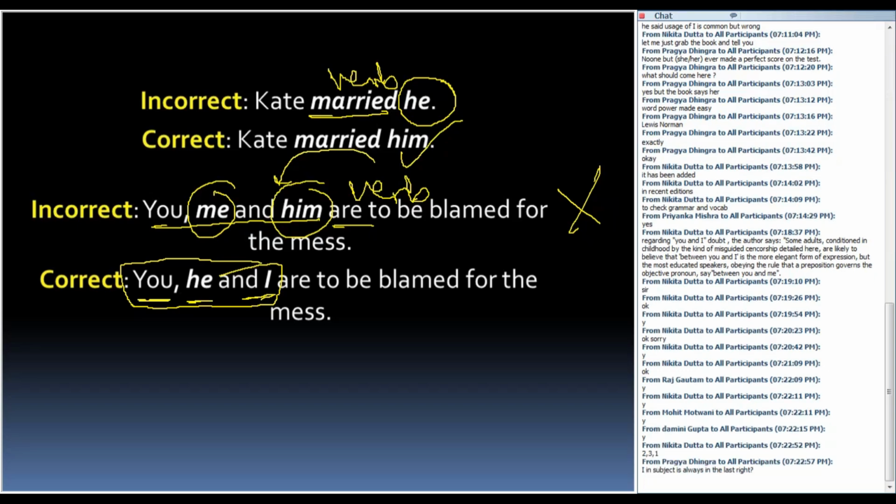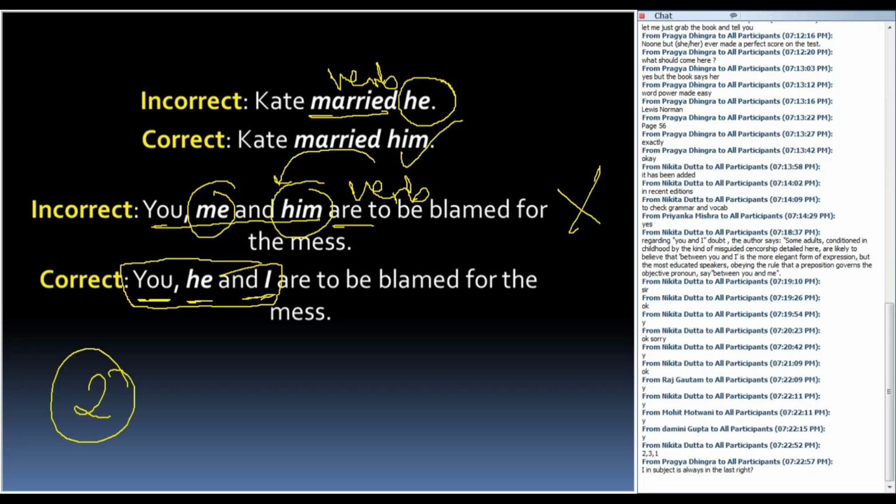231. Okay, I in the subject is always in the last, right? Yes, I also believe that is absolutely right. 231. The second person, the third person, the first person.